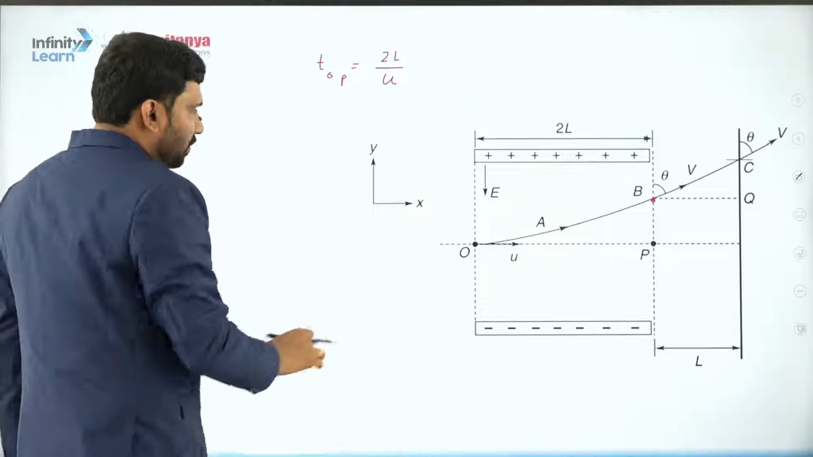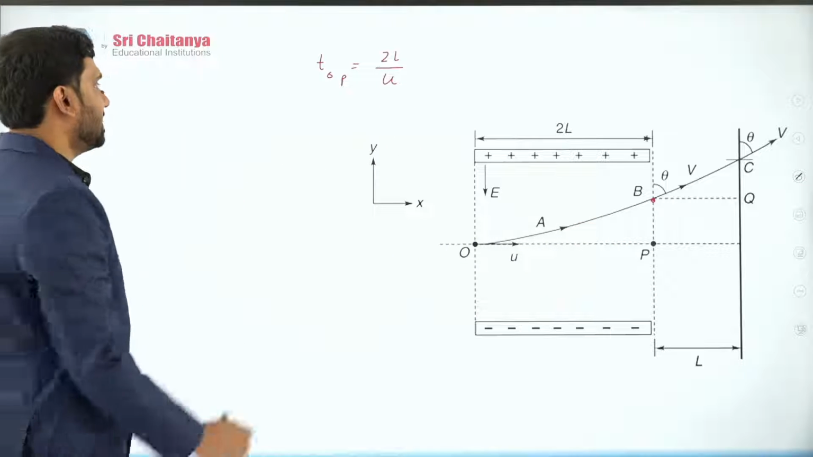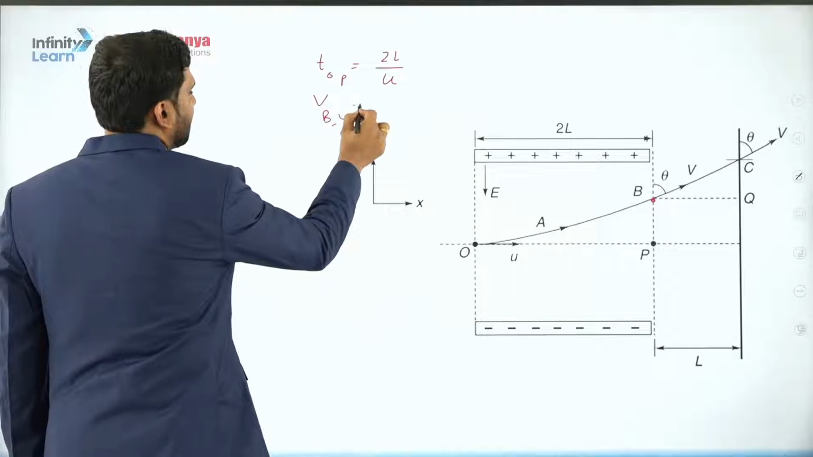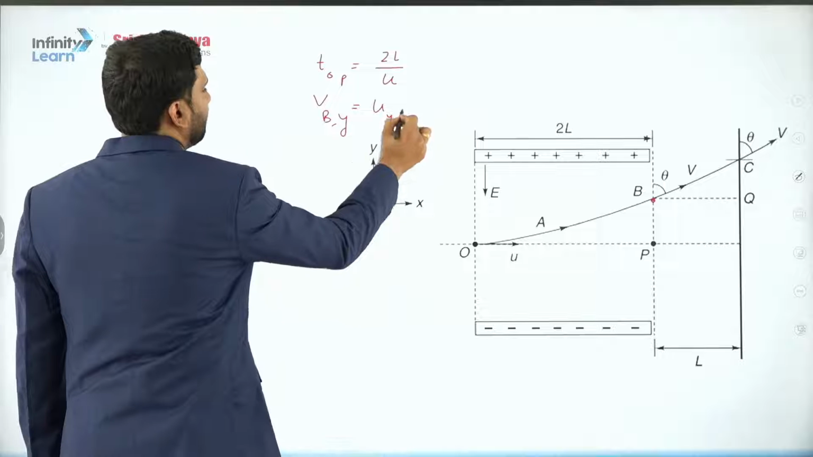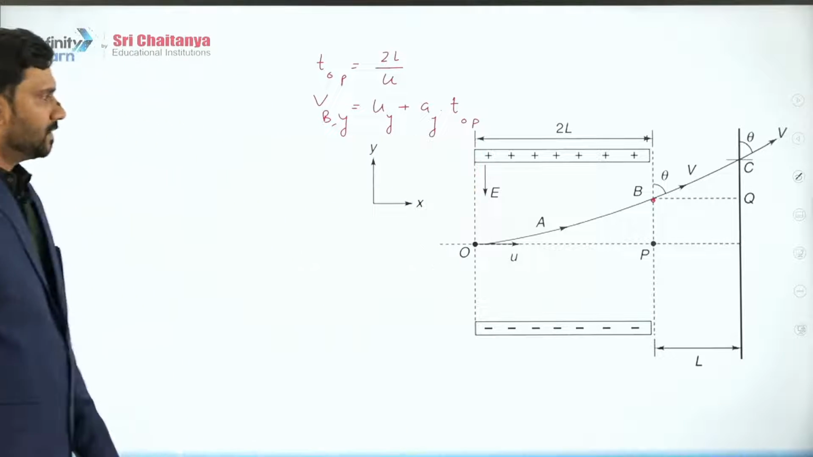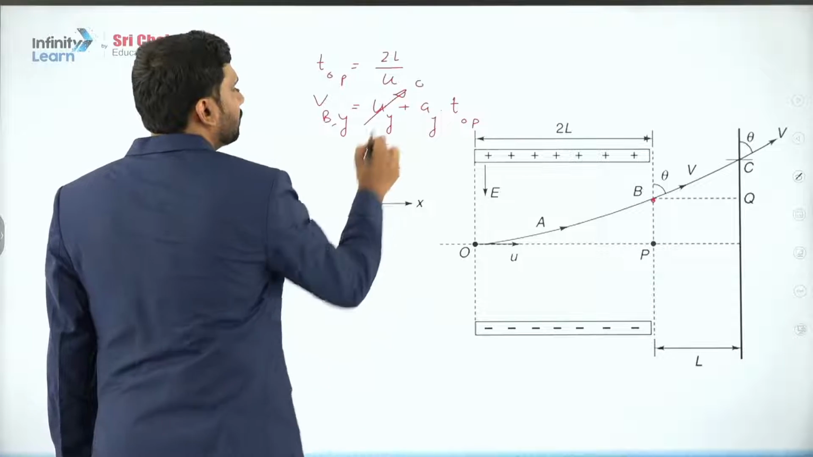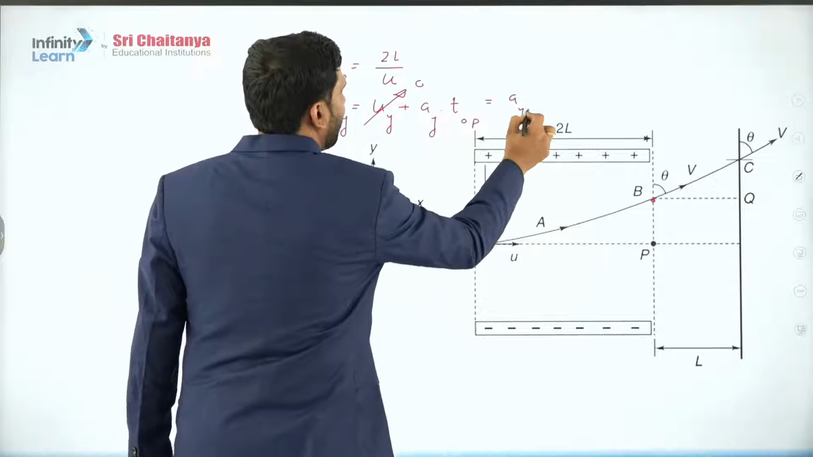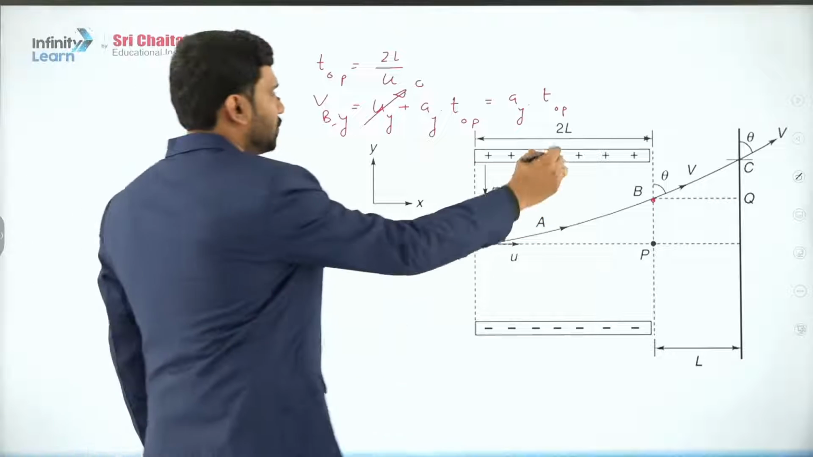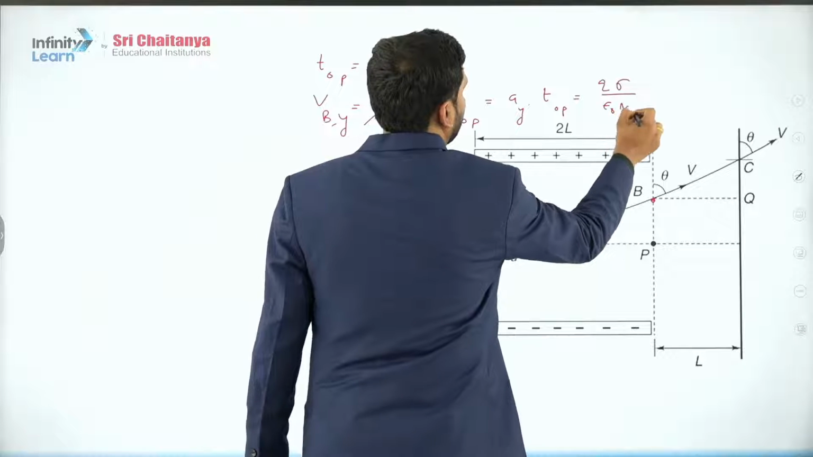So if that is 2L by u, can I get the velocity at this point B? Yes, I can. So velocity at the point B along Y is equal to Uy plus Ay into journey time from O to P. We will keep everything simple so that you understand everything out of it. Uy is equal to 0. So this will be simply equal to Ay into journey time from O to P. Ay I have already calculated. How much we got? We got q sigma divided by epsilon naught m.